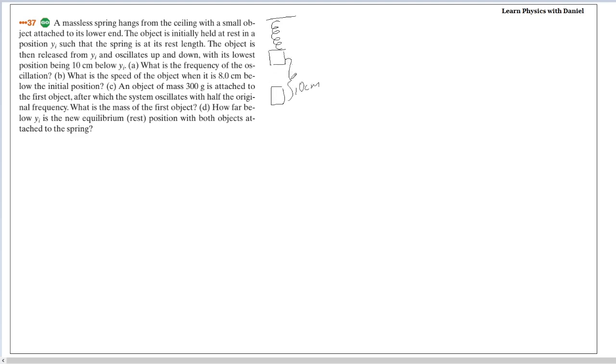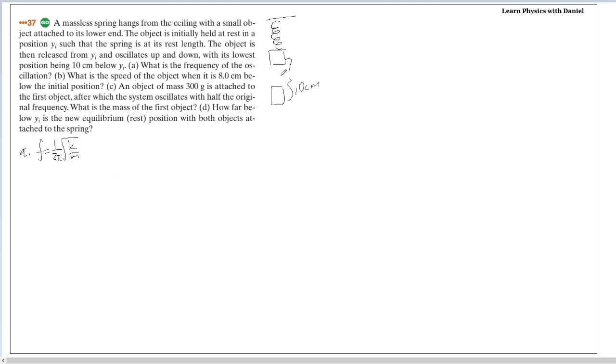So for part A, we want the frequency. Let's first take our equation for frequency, which is 1 over 2 pi times the square root of k over m. Now here's an issue. We don't know k or m and we have no way of finding them out. But something clever we can do is find the ratio of k over m.